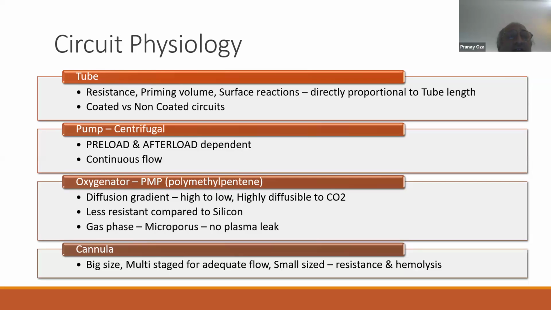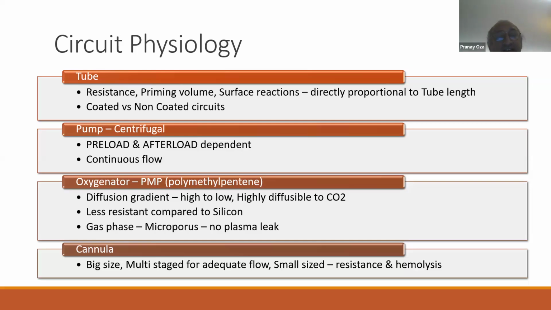Second, this pump is going to give you continuous flow, and that will not give you a pulsatile flow. The third important component of the circuit is the oxygenator. The one we are using regularly is the PMP oxygenator. A few points to keep in mind: the oxygenator works on the principle of diffusion. The diffusion gradient moves from high to low. And remember, CO2 is highly diffusible, so you will be able to remove CO2 very fast and rapidly, and you have to be careful about that as compared to your oxygenation.